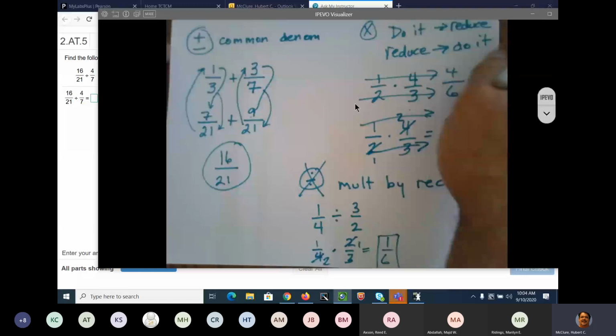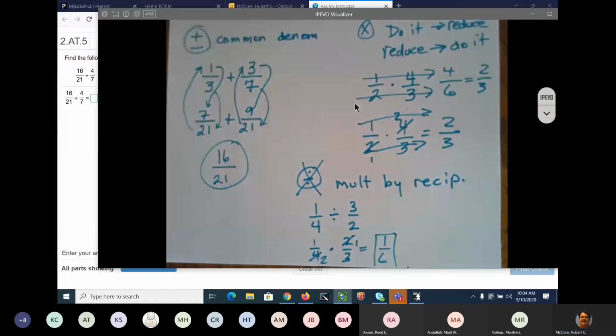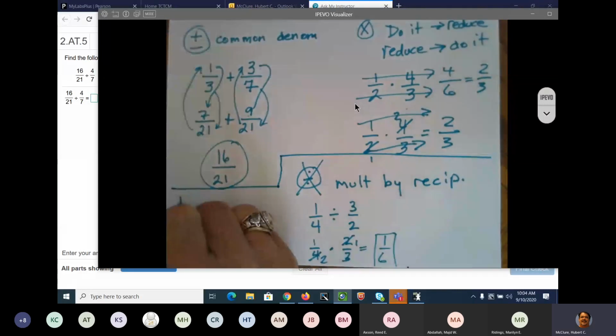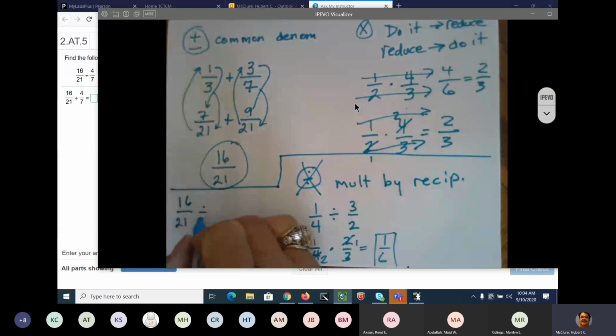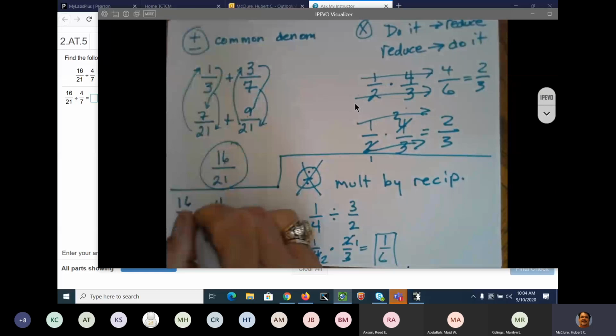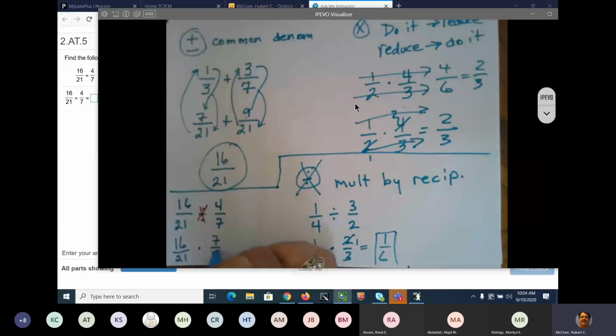Now this problem says 16 over 21. I'll just do it down here since we're dividing. So 16 over 21 divided by 4 over 7. So I take my red pen and I just mark that division out because you can't do division by fractions. You rewrite it, 16 over 21 multiplied by 7 over 4.